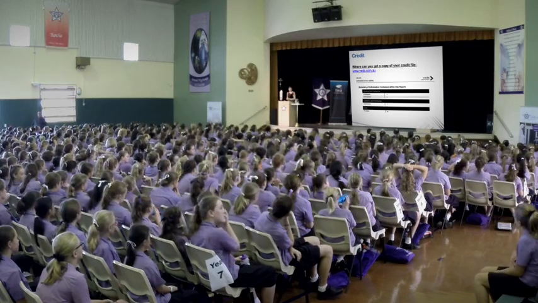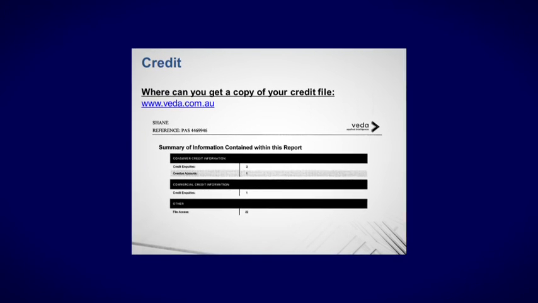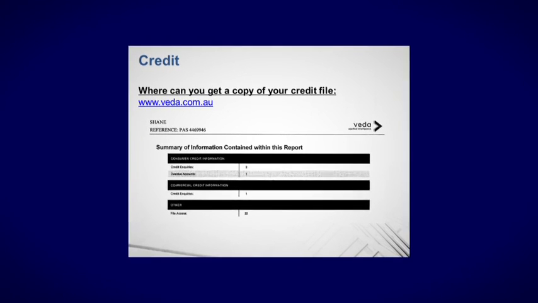The next slide is of your credit file. So once you turn 18, you can start borrowing money. How exciting. You can get a credit card. You can have a personal loan. You can have a car loan. You can have those TVs now and pay for them later. You can buy a house. Remember, you do have to pay it back.